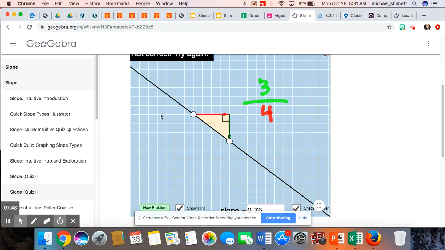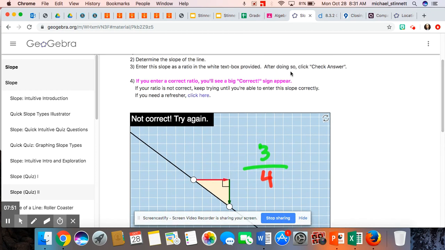Okay, so that is kind of the assignment for this in your GeoGebra with your slope activity.